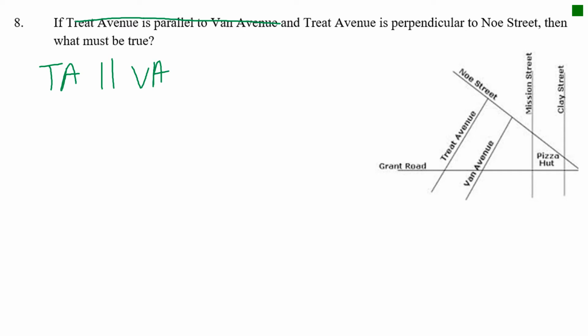So let's mark up the picture for that too. Here's Treat Avenue, and it's parallel to Van Avenue. Remember, the way I can mark that on a diagram is by drawing this arrow to show that those two lines are parallel. Next piece of information. Treat Avenue is perpendicular to No Street. So Treat Avenue, again TA for short, is perpendicular to No Street, NS for No Street, and perpendicular looks like an upside down T.